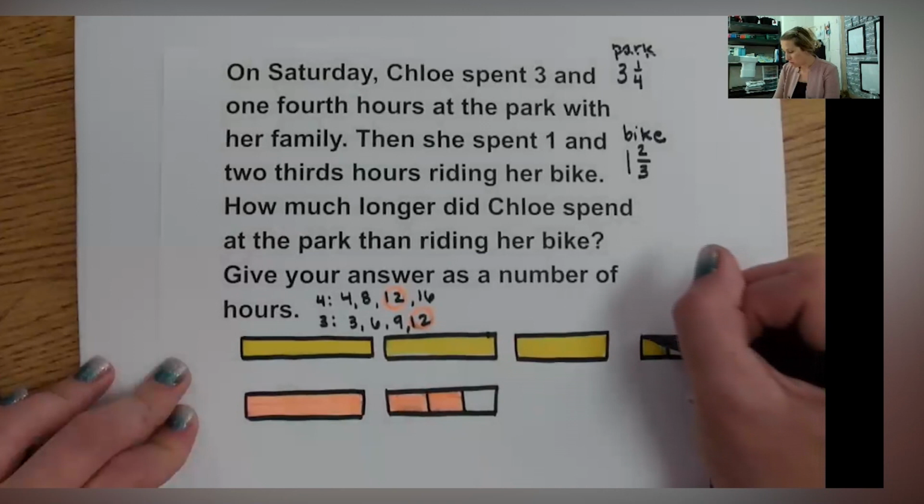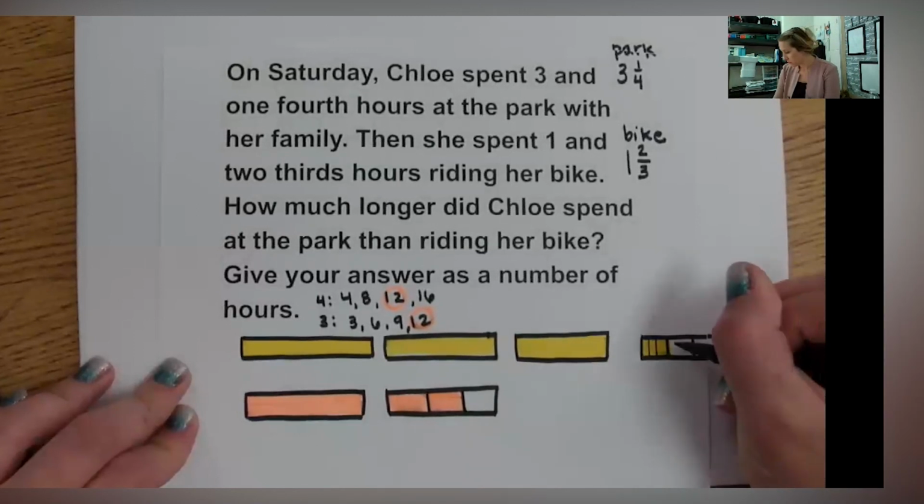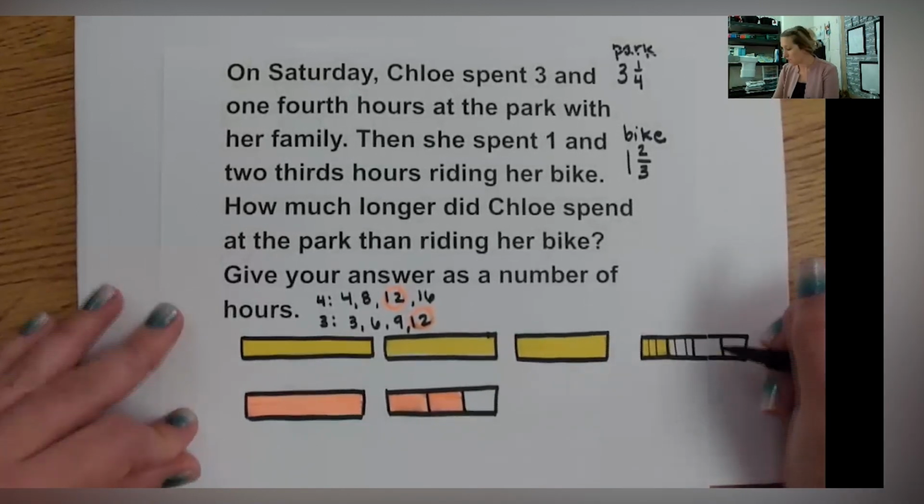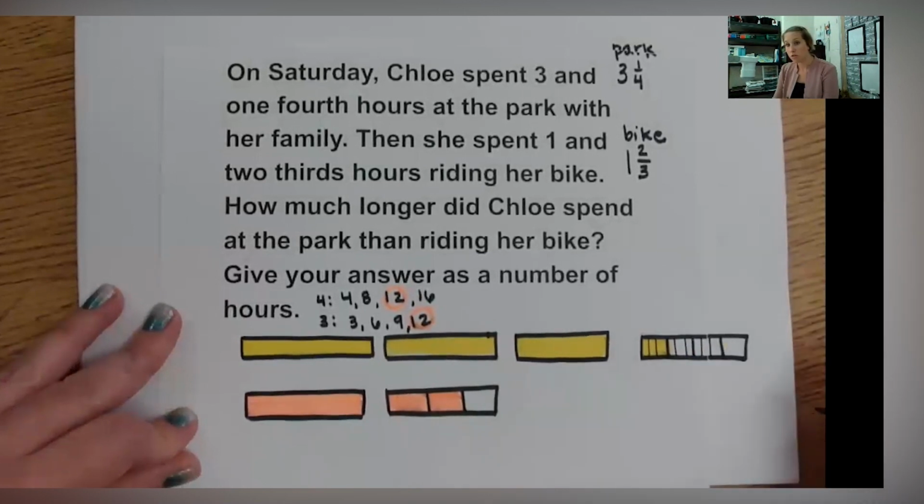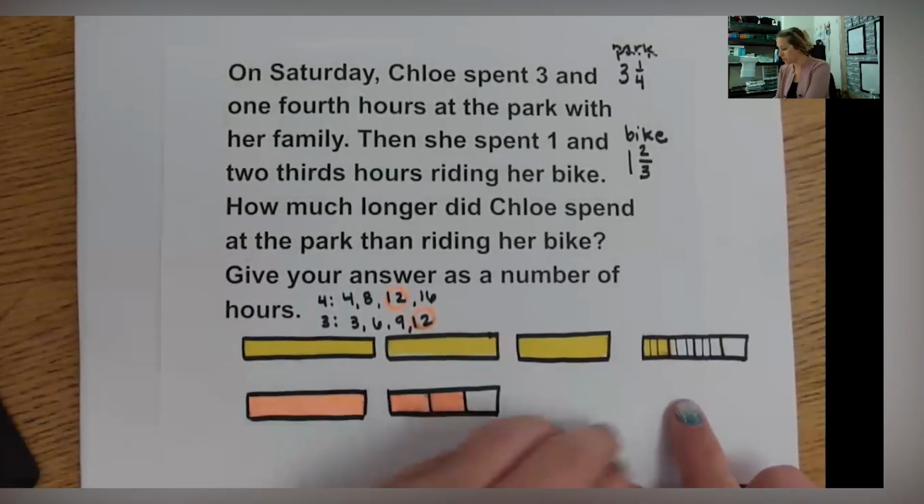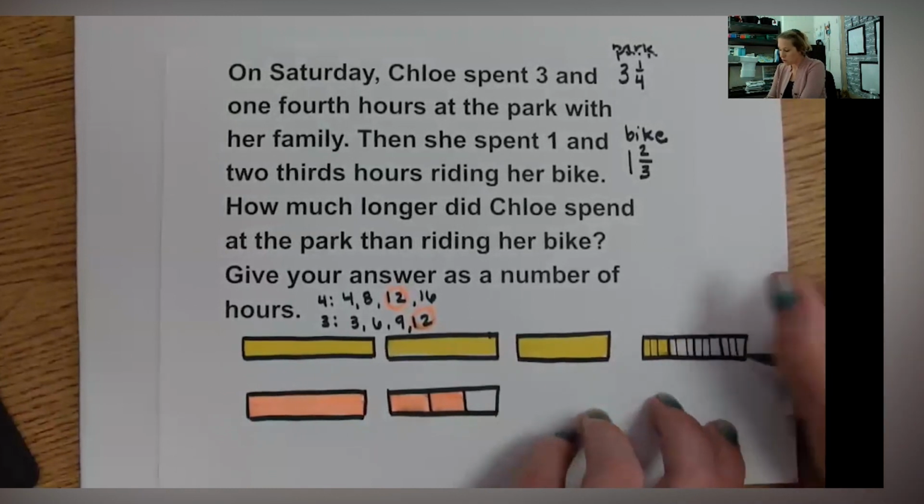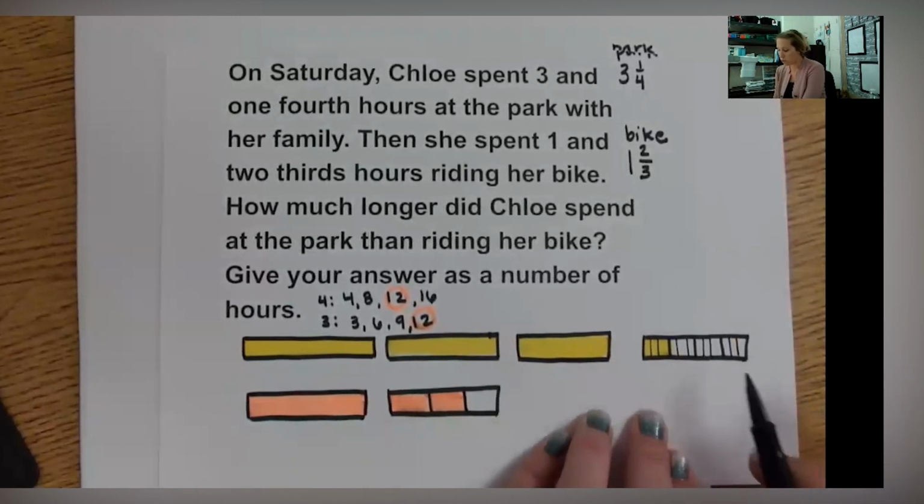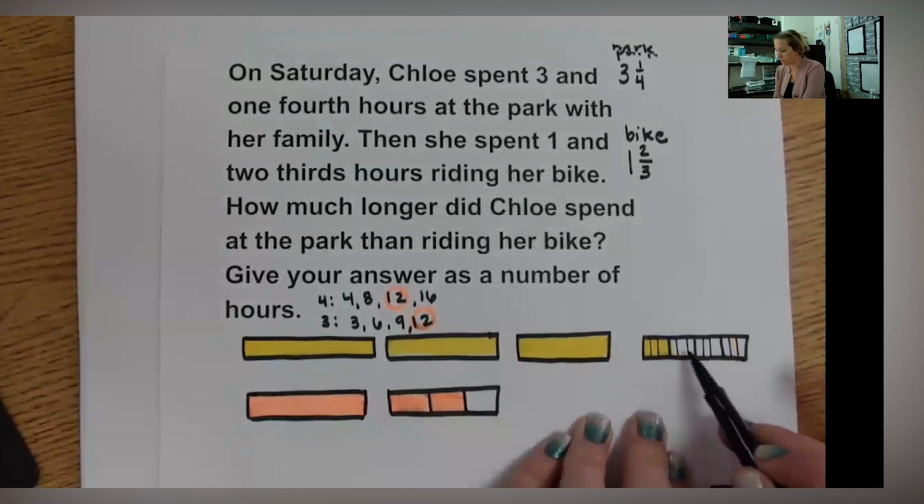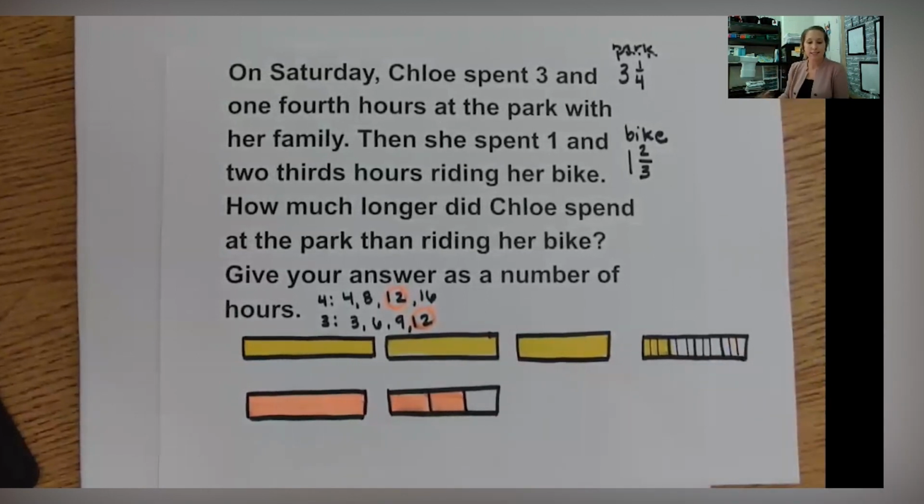Let's try it. 1, 2, 3. 1, 2, 3. I want to check myself to make sure I have 12 pieces. 1, 2, 3, 4, 5, 6, 7, 8, 9, 10, 11, 12. Now I want to do the same thing with the second fraction, but this time instead of cutting it into 3, what do you think each piece is going to need to be cut into?